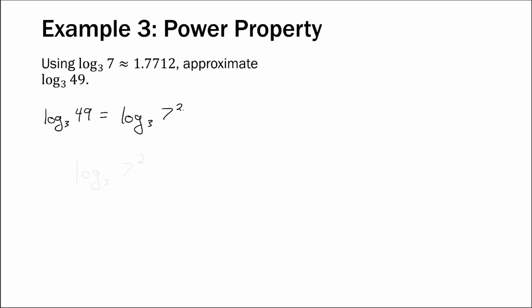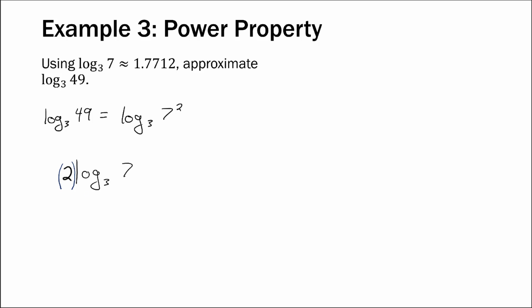Now, if I'm taking a look at log base 3 of 7 squared, our power property says that I can move this 2, and again, my base and what's inside my log do not have to be equal to each other. So I can move this 2 out in front of my logarithm, so it's now the coefficient of this logarithmic term. So now I've got 2 times the log base 3 of 7.